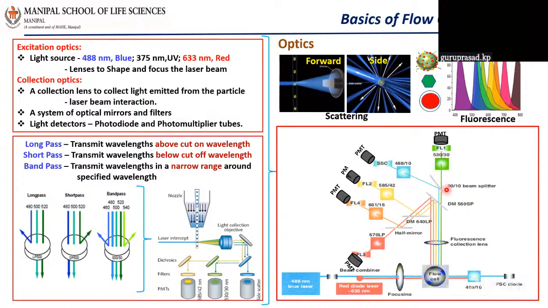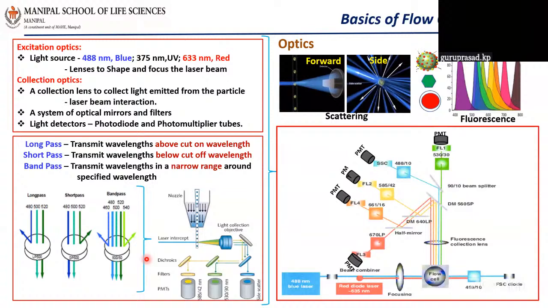Similarly, look at this dichroic mirror 640 long pass, LP. In this case, the light is coming here. Above 640 nanometer is allowed to cross this, and below 640 is reflected. This is the opposite of a short pass. Whereas a band pass mirror, or dichroic mirror, is one which cuts off both the left side and the right side.